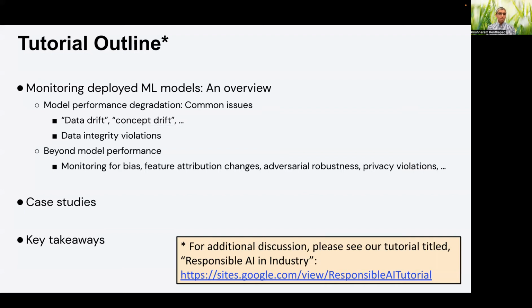For deeper discussion of some of these topics, please refer to previous tutorials. For instance, a tutorial on responsible AI, which we presented at FACT and other conferences last year, and many other similar tutorials on these topics.